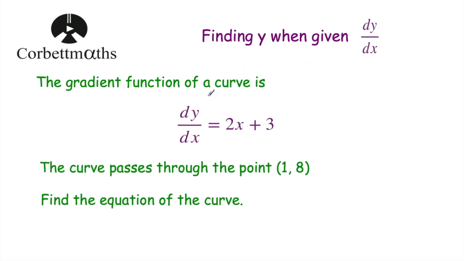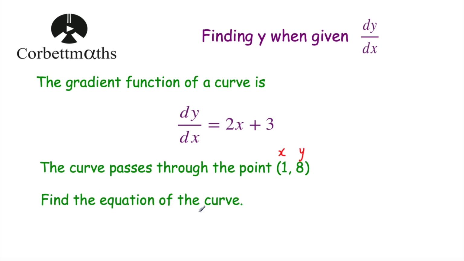Our next question is worded a bit differently, but it's the same technique. Instead of being given what dy by dx is and being told to find out what y is, we're told the gradient function of a curve, dy by dx, is equal to 2x plus 3. The curve passes through the point (1, 8). So the x coordinate is 1 and the y coordinate is 8. Whenever x is equal to 1, y is equal to 8. And we've been asked to find the equation of the curve.